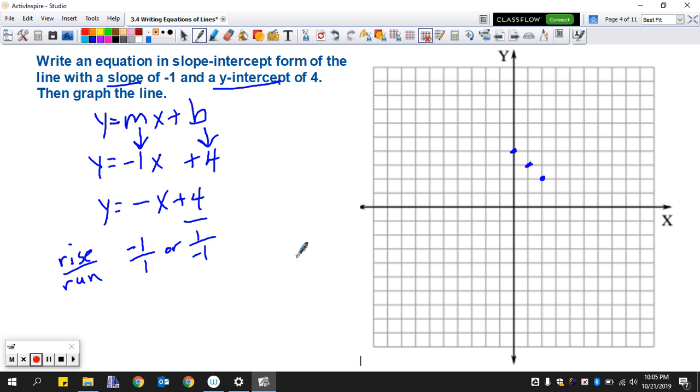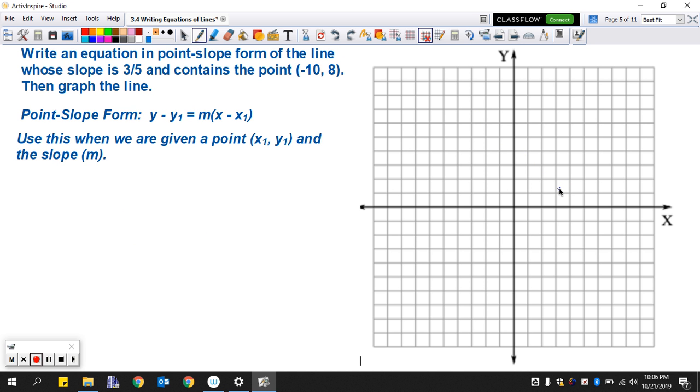Or if you do it using the other one, you have a rise of positive 1 and a run of negative 1. So you would have something that looks like that. This line is a little bit easier to draw because the points are closer together. Okay?